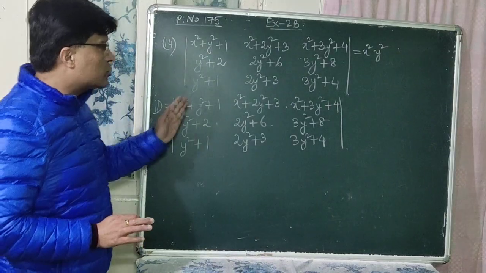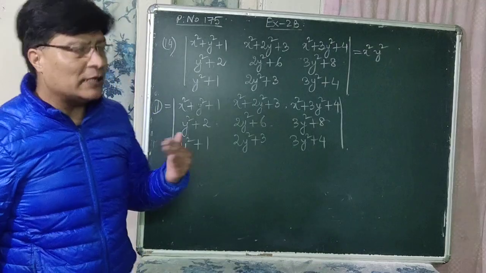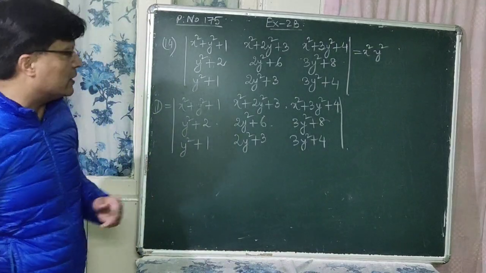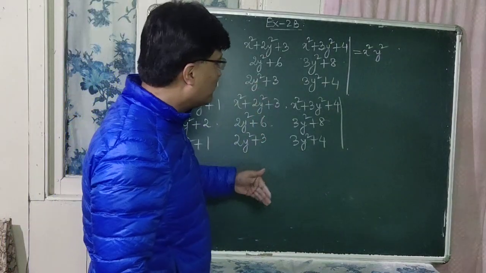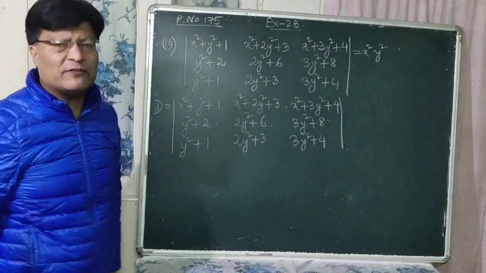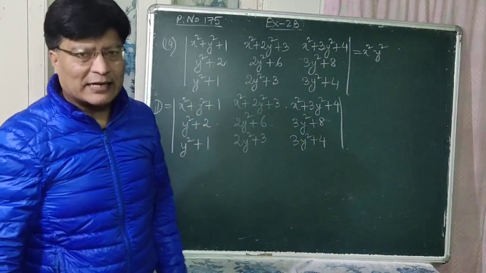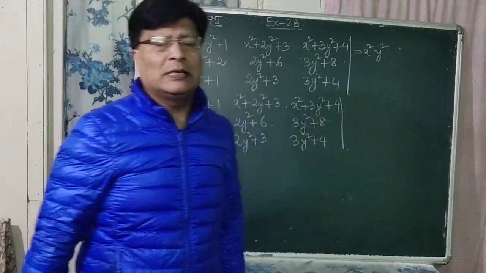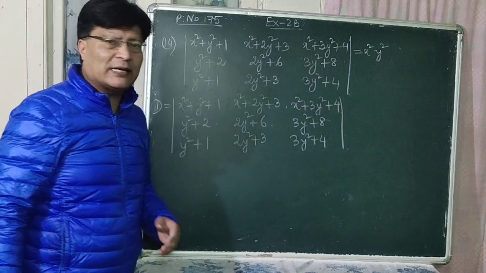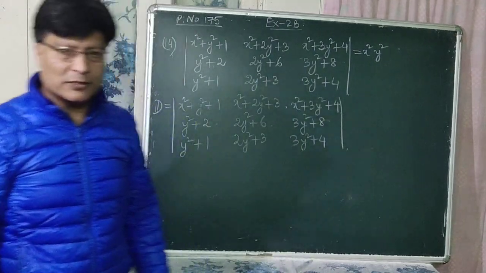So now here also you have to simplify the determinant in such a way, or you may use properties in such a way that after simplification you should get only x square y square. This is the simplified form of the determinant. Here also you cannot directly expand it. It will be difficult for you to directly expand it. You cannot expand it directly, so you have to use the properties.